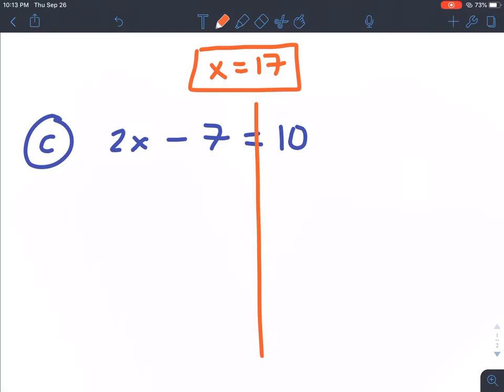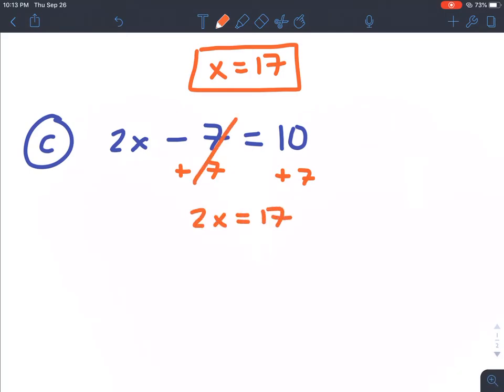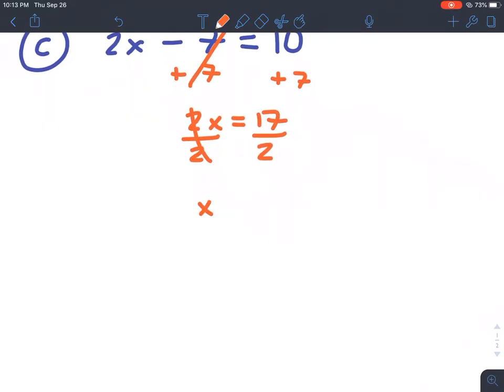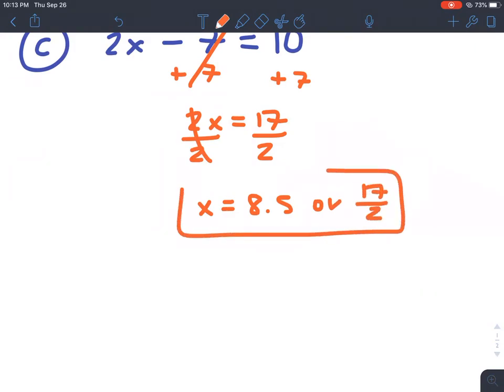So now we are looking for variables on both sides. I do not have them. Now we can move the 7 to the other side because, again, that is what is farthest from the x. That is going to be the thing that's easiest to move. I get 2x equals 17. And now I'm going to undo multiplication of 2 by dividing both sides by 2. I get x equals either 8.5 or 17 halves if you left it as a fraction. I'm cool with either one. I actually prefer the fraction.